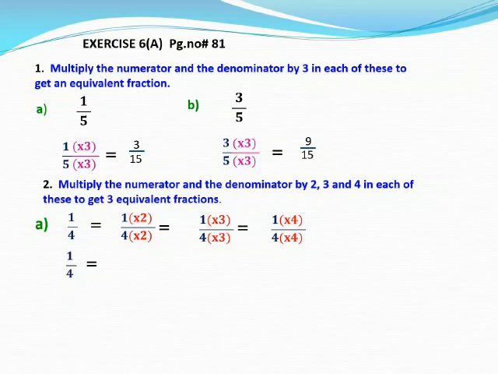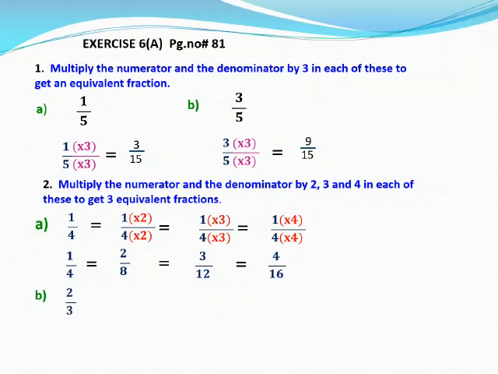1 by 4 is equal to 1 times 2, 2. 4 times 2, 8. 2 by 8 is the answer. Next, 1 times 3, 3. 4 times 3, 12. 3 by 12 is the answer. Next one, 1 times 4, 4. 4 times 4, 16. So, 4 by 16 is the answer. We can see that 2 by 8, 3 by 12 and 4 by 16 are equivalent fractions of 1 by 4.